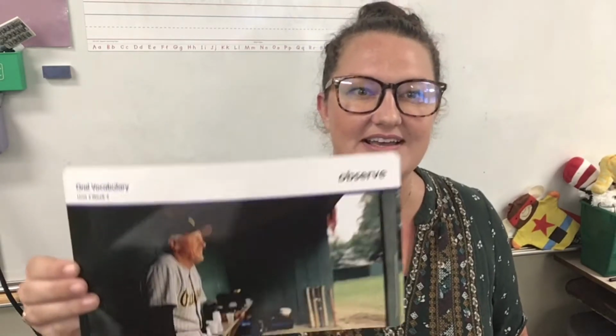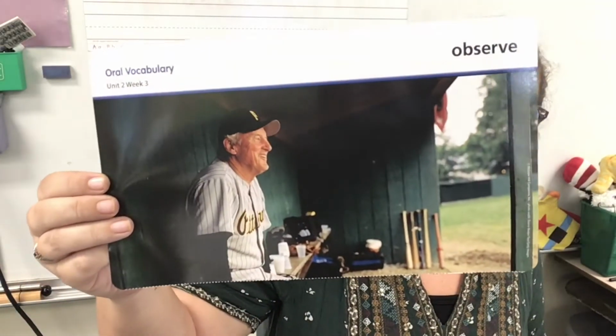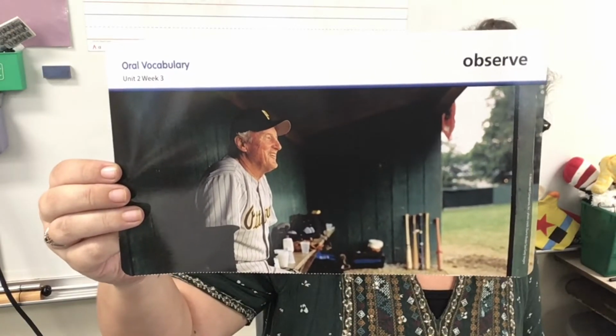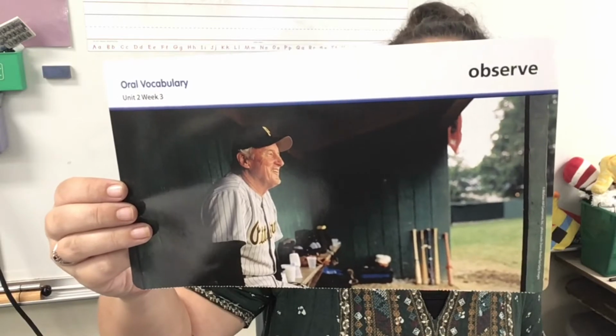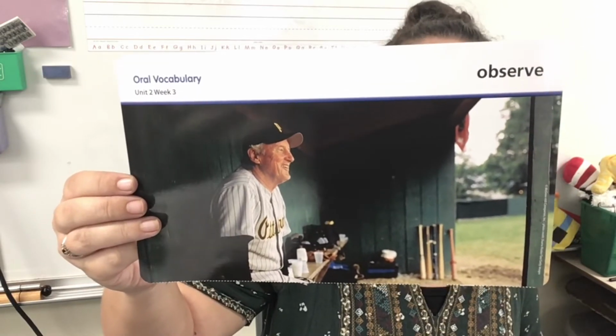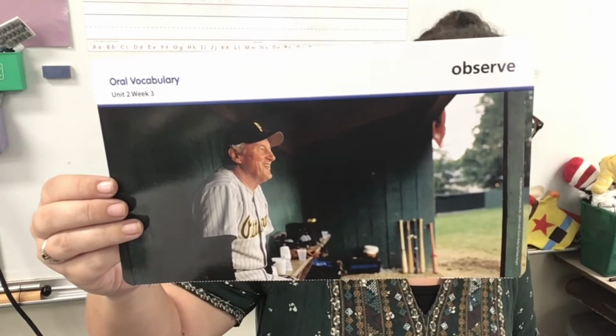The first word is observe. When you observe, you closely watch something or someone. In this picture, the baseball coach is observing the players during the game.